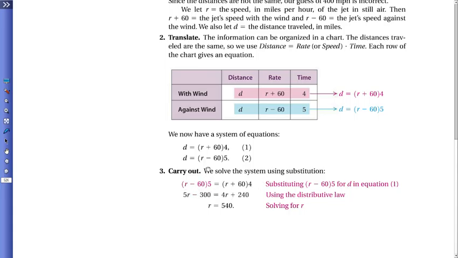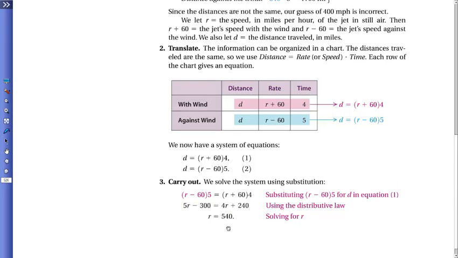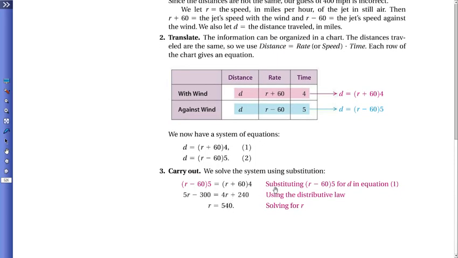Make sure you distribute, so we get 5 times r plus 5 times negative 60, which is a negative 300. Here we get 4 times r is 4r, plus 4 times 60 is 240. And then they solve this equation. If you add a negative 4r to both sides and a positive 300 to both sides, you're going to get r equals 540.